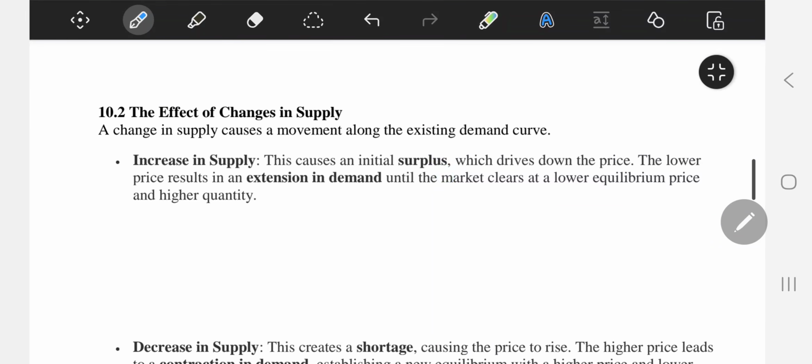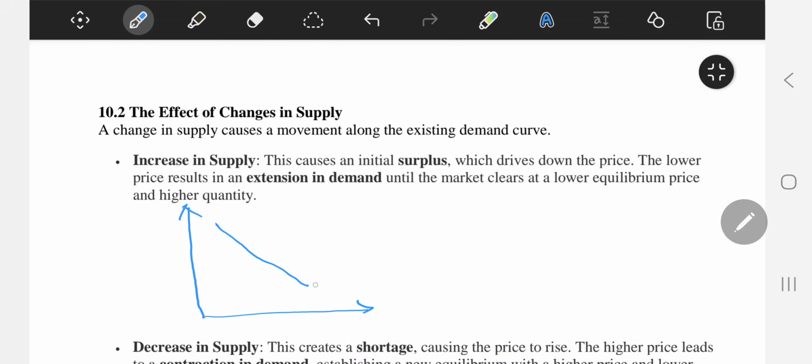Of course, a change in supply in the beginning is going to create a surplus, which is going to drive down the prices, but eventually we're going to have a new equilibrium price, which is going to be lower. Let's try to find that. Let's say there's an increase in supply because of a reduction in costs of production. So let's see what happens. This time it's going to be the supply curve shifting.